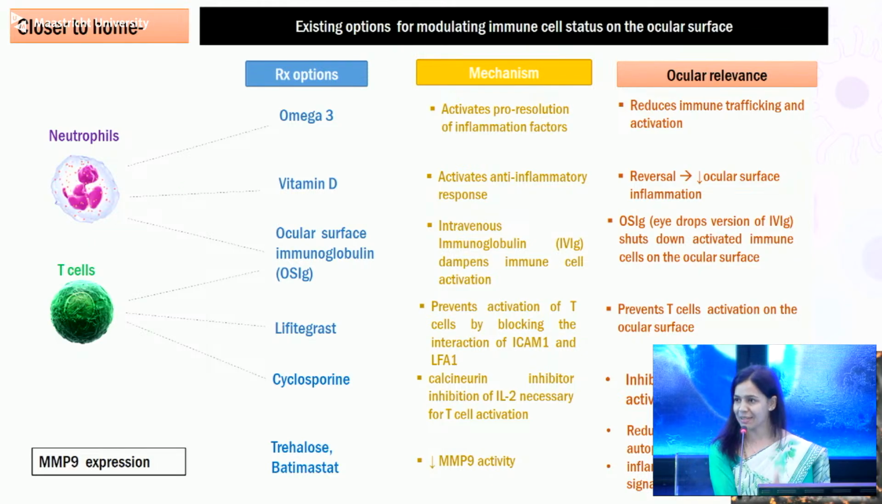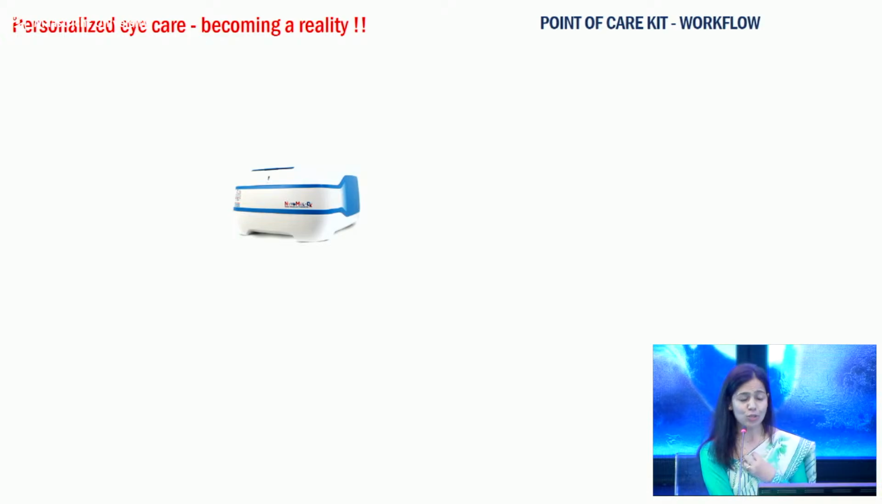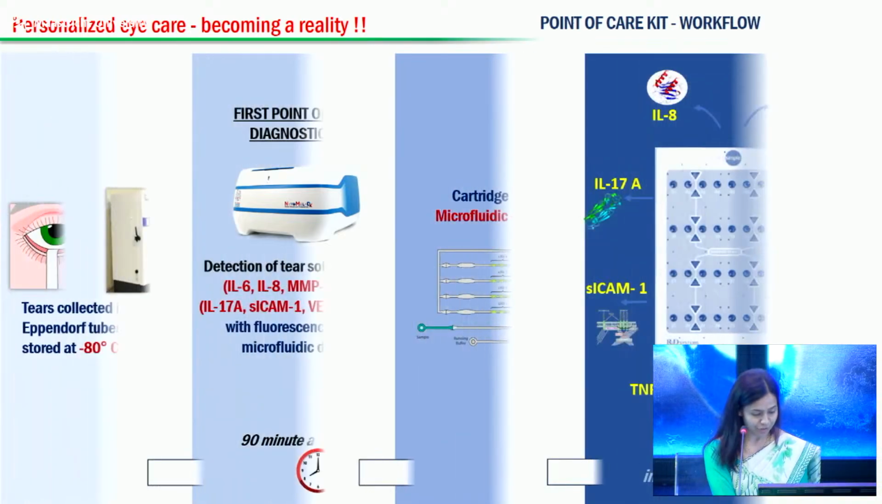Trehalose, an easy, simple drop, has been shown very categorically to reduce MMP9 activity and is already in use for slowing down progression in keratoconus. And this image of the holotomography on the side is actually reduction in the inflammation post-trehalose use. So we do have options. And we've taken it one step closer. Personalized eye care is becoming a reality, and we now have a point-of-care kit, which is in regulatory phase.